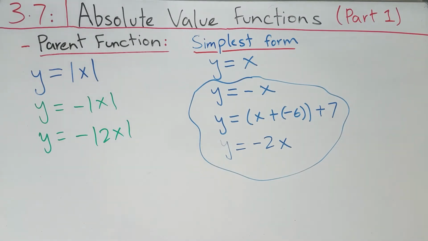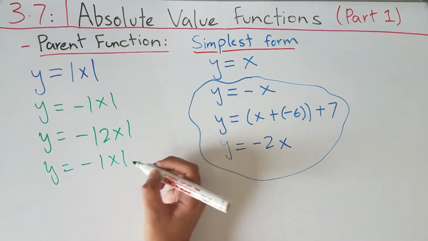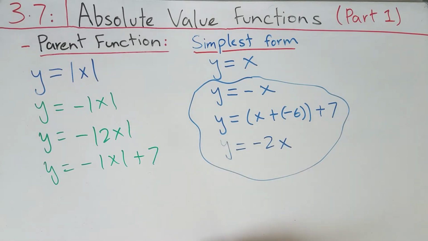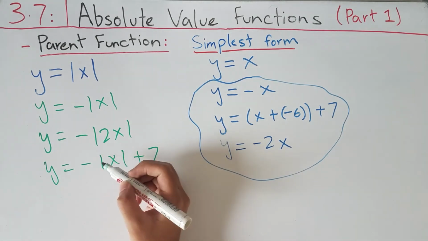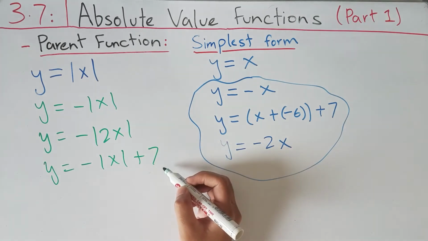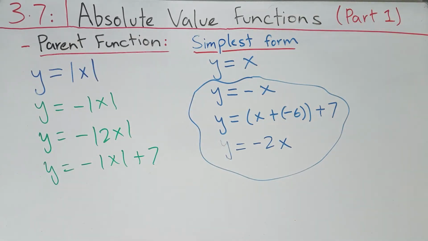Or you could come up with another function, say y equals negative times the absolute value of x plus 7 on the outside. In this function you're doing a reflection across the x-axis because of that -1, and you're adding 7 to the function, so that transforms the function in a translation transformation by shifting it upwards by 7.